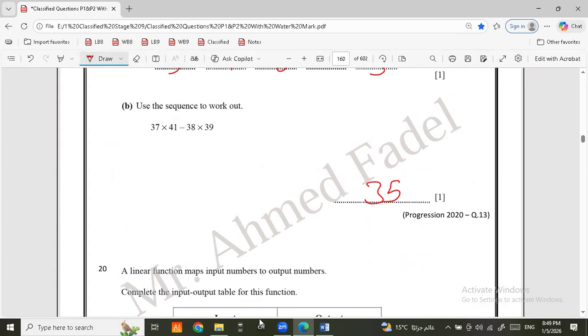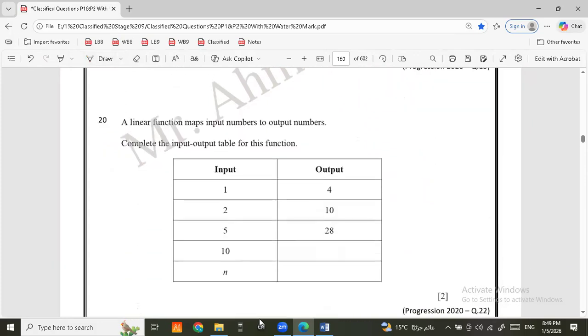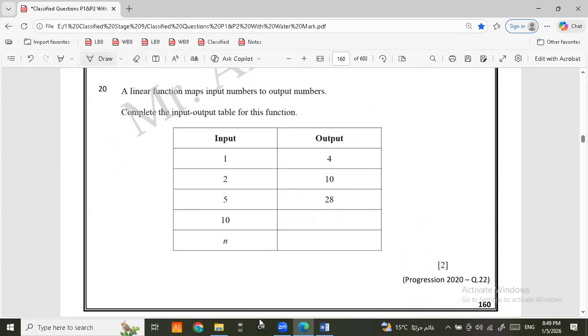A linear function maps input numbers to output numbers. Complete the input-output table for this function. All right. 1 becomes 4. The 2 becomes 10. The 5 becomes 28. The 10 will be what? And the n will be what?